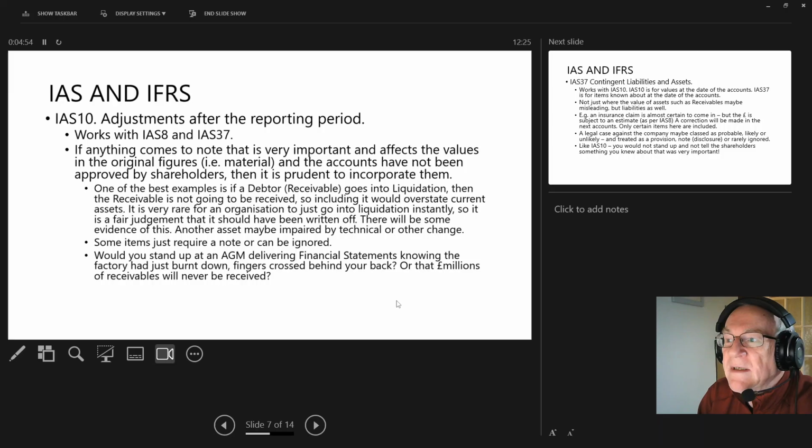IAS 37 is if we knew about something, we just didn't know how to treat it. Similar ideas, though, similar issues. So if it's material and hasn't been approved, yes, we are allowed to change and update them.